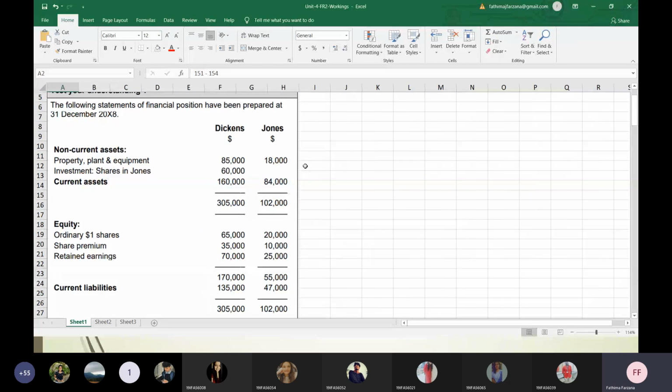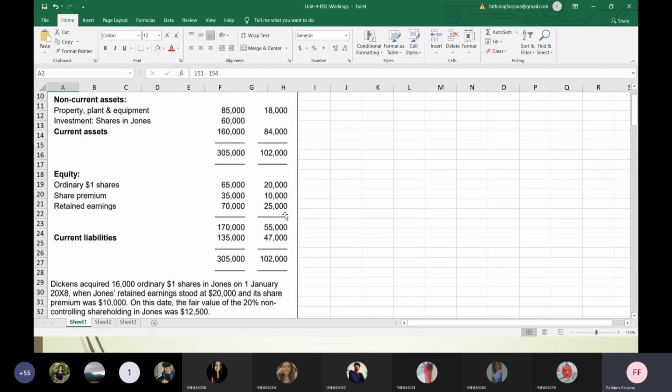We have two companies, Dickens and Jones. The following statements of financial position have been prepared at 31st December 2008. These are standalone, that is separate, financial statements, or individual entity financial statements. Dickens has prepared separately, Jones has prepared separately.